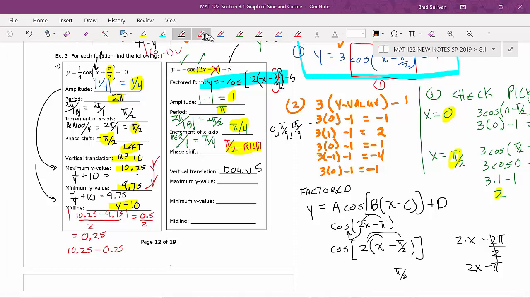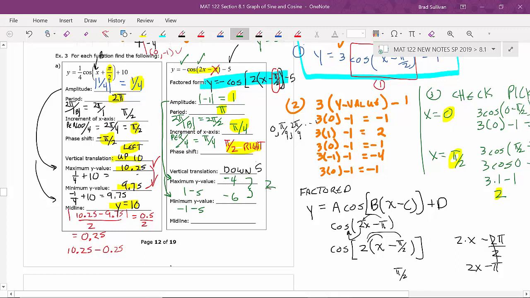Okay, the minimum and max go like this. Since the amplitude's 1, the amplitude always kind of tells you how to do this. If the amplitude's 1, then the max starts at 1 and the min is at -1. But since you're going down 5, then those values change. So the max would be at -4 and the minimum would be at -6. Now one thing I want you to notice is the distance between those two numbers is 2. Well, if you take half of that, you get 1, and that's what the amplitude is.